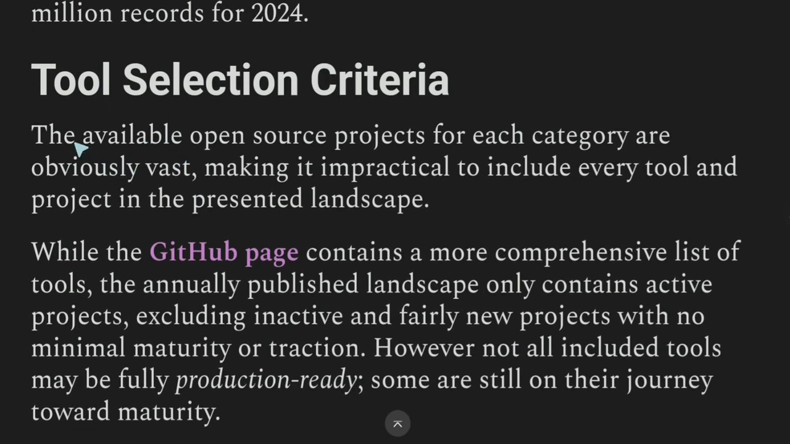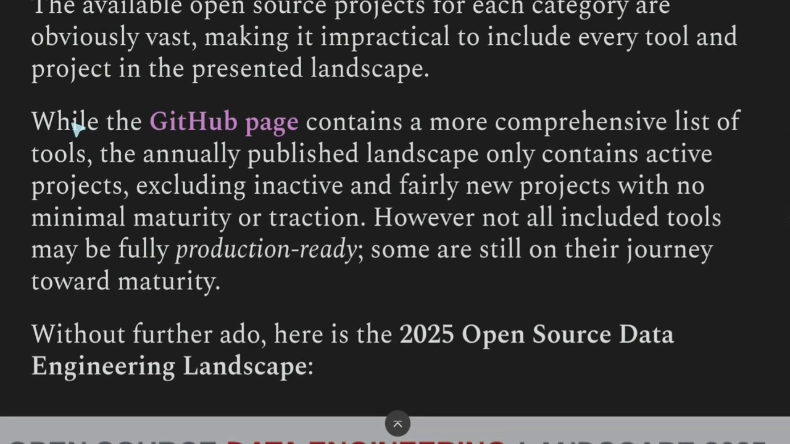Tool selection criteria. The available open source projects for each category are obviously vast, making it impractical to include every tool and project in the present landscape. While the GitHub page contains a more comprehensive list, is it the same one?